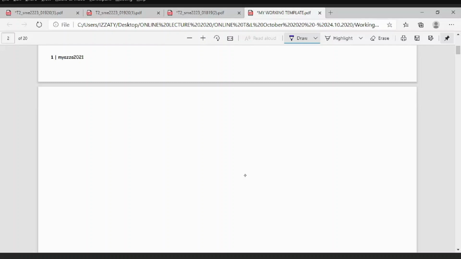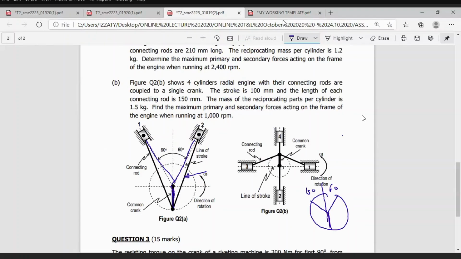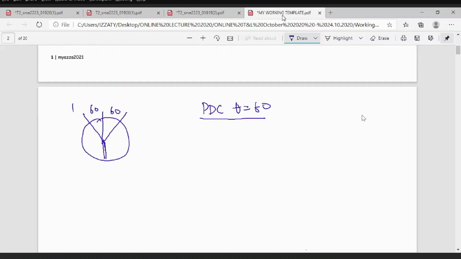Okay, now start with this one. This one is your crank, and this one is your angle of 60 degrees, another one 60 degrees. So if we start with a primary direct crank, for example, where theta is equal to 60 degrees, the crank is here, isn't it? So your cylinder number 1 will be, where is cylinder number 1? Go back to the equation. Number 1 and 2 as what we have. This one is number 1 and 2.